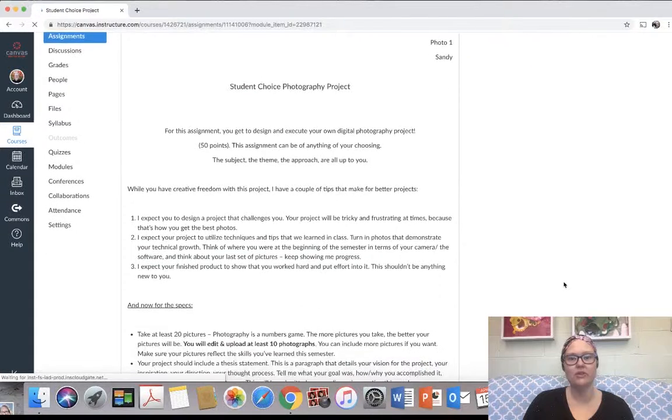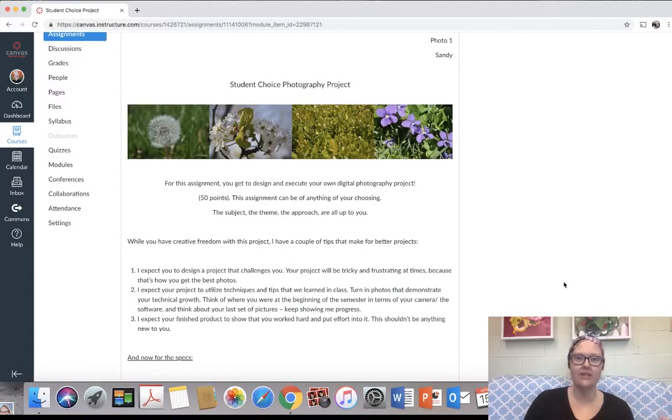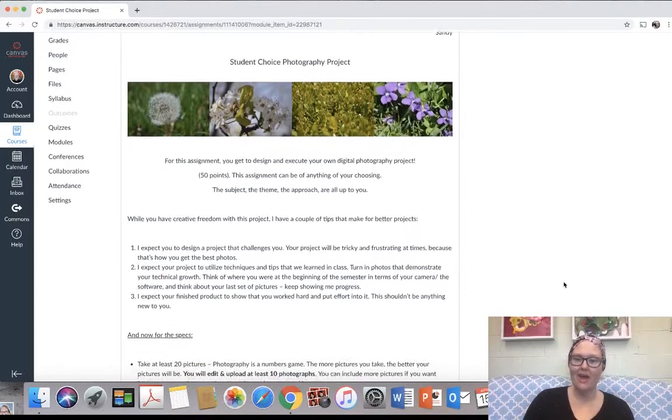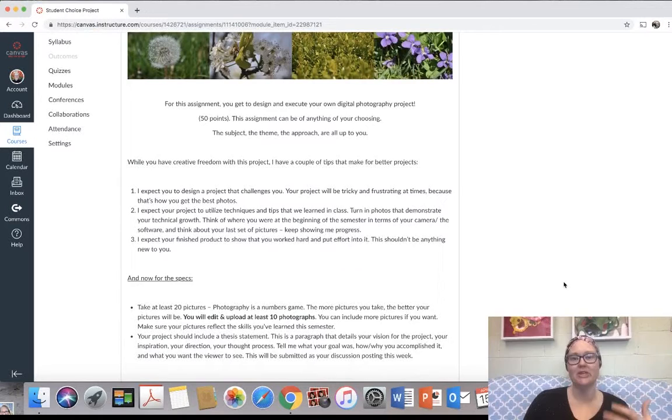So this student choice photography project, of course, you can see the typical assignment sheet that I have. We're going back to Flickr. You only have to write about a paragraph for this particular assignment. There's no big long writing assignment with this one. Again, theme, subject, approach are up to you.